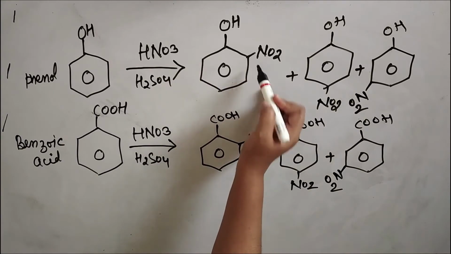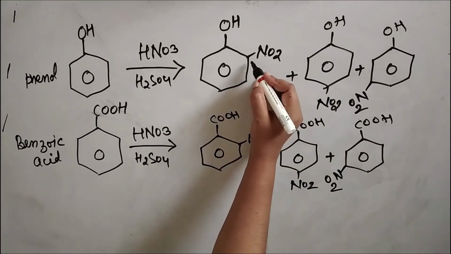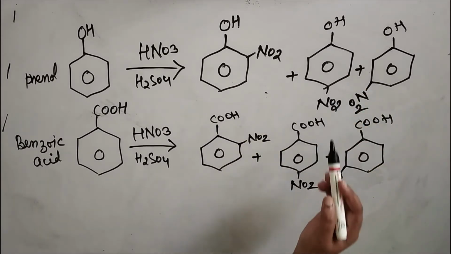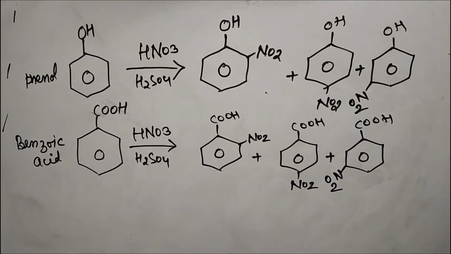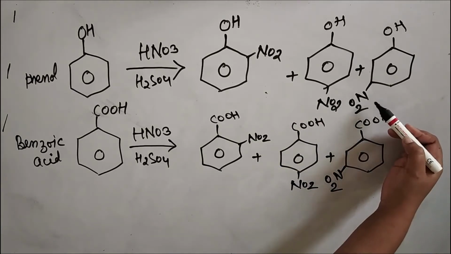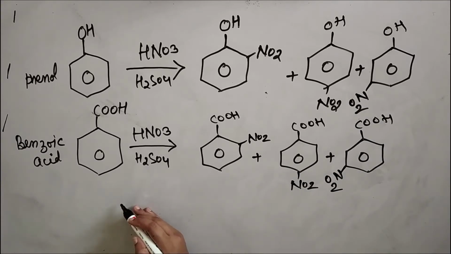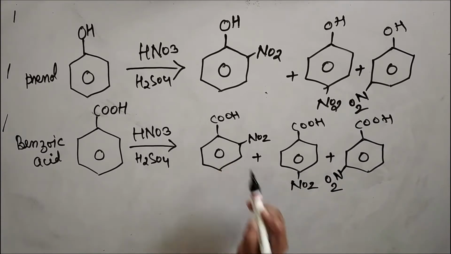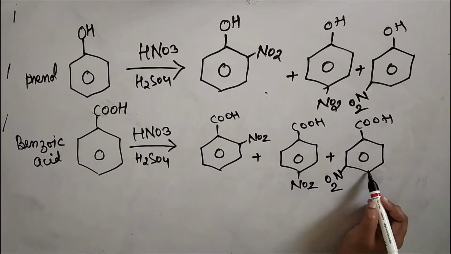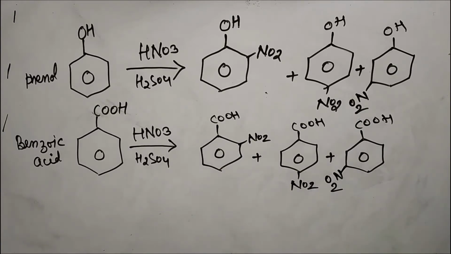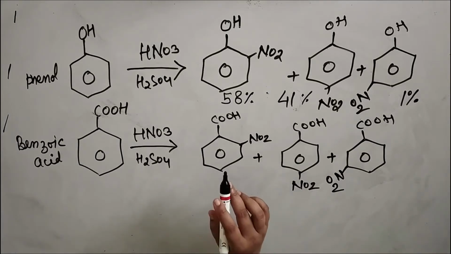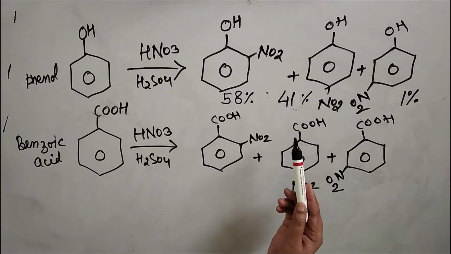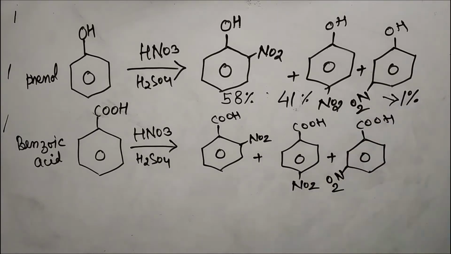So in the first case, this is the ortho product where the nitro group is substituted at ortho position. The second product is the para nitro product where the NO2 group is substituted at para position, and here the NO2 group is substituted at meta position. The same thing in case of benzoic acid: in the first case ortho product, in the second case para nitro product, in the third case the meta product. So these are the possibilities of formation of product. In the first case, when phenol is there, 58% ortho product will form, 41% para product will form, and only 1% meta product is formed.